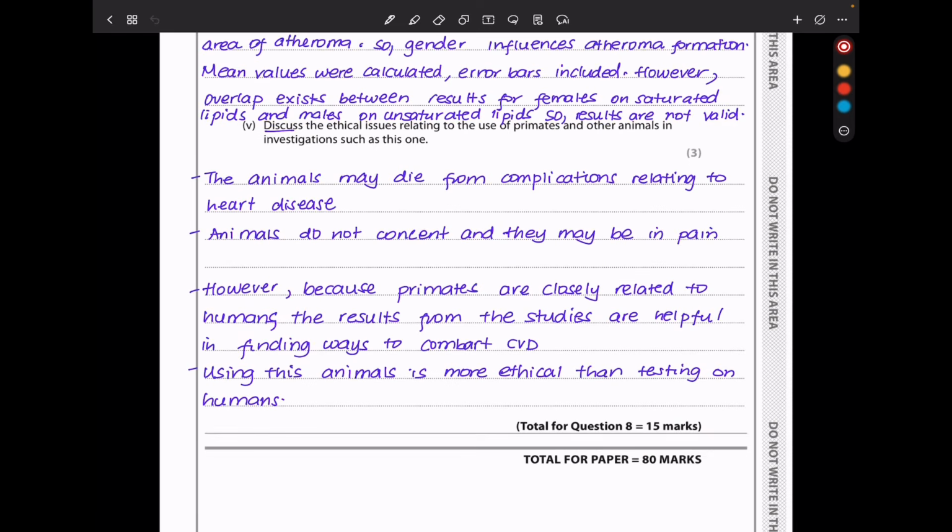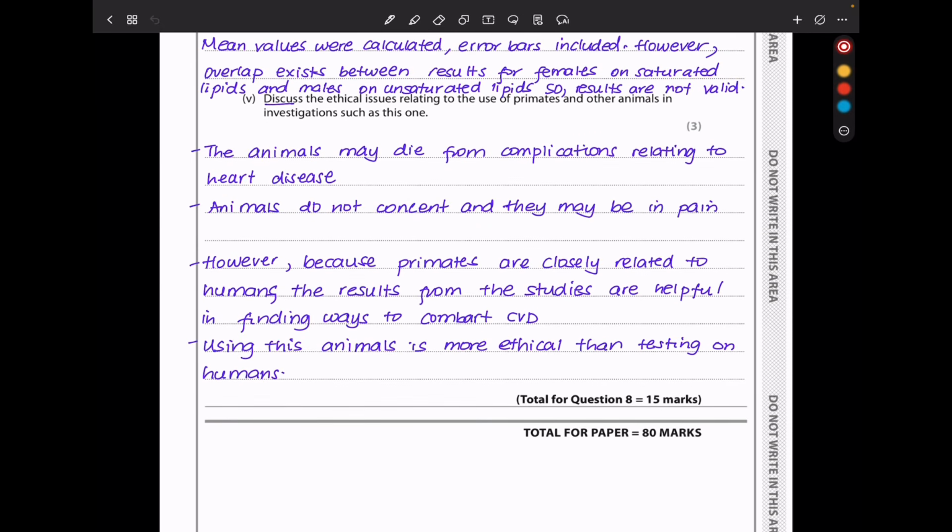And finally, they say discuss the ethical issues relating to use of primates and other animals in investigations such as this one. In questions about discussing, we have to talk about the pros and cons. So I say the animals may die from complications relating to heart disease. Also, the animals do not consent to participate in these kinds of studies, so it's kind of unfair.